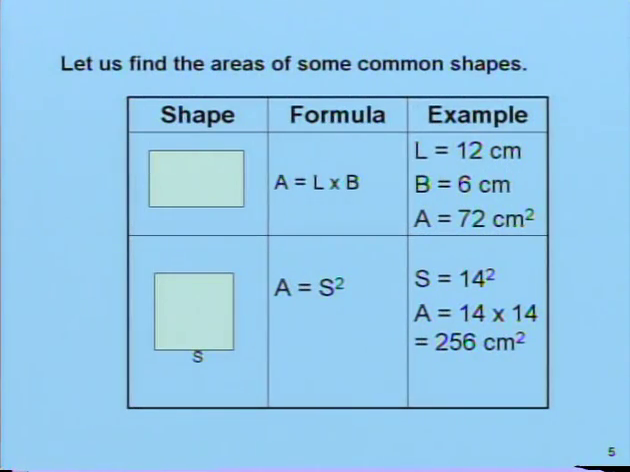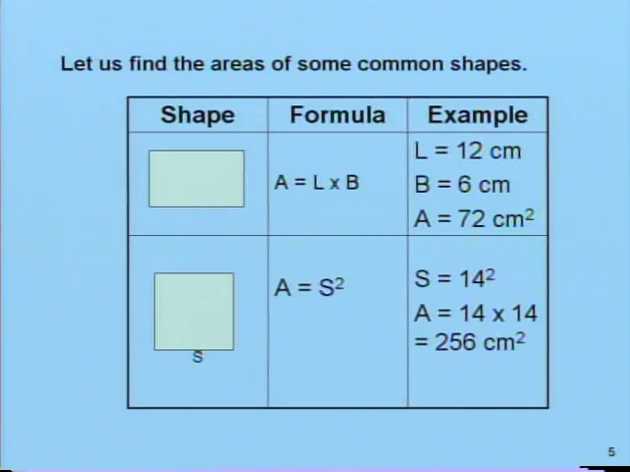Let us find the areas of some common shapes. Again, we look at the rectangle. The rectangle would have, as in the previous example, a length and a width. Sometimes we call the width the breadth. The area is given as length multiplied by breadth.